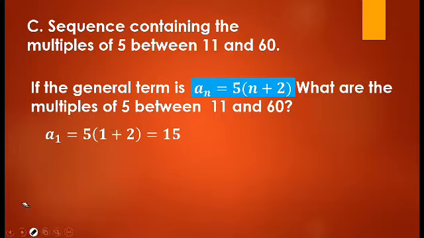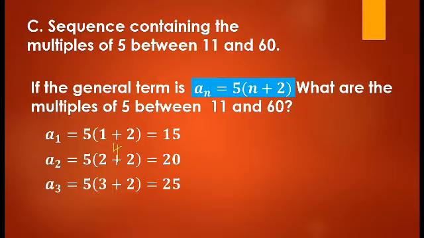Next, we have a sub 2. A sub 2, the second term, equals 5 times 2 plus 2. 2 plus 2 is 4. 4 times 5 is 20. Okay? a sub 3, for the third term: 5 times 3 plus 2. 3 plus 2 is 5. 5 times 5 is 25.